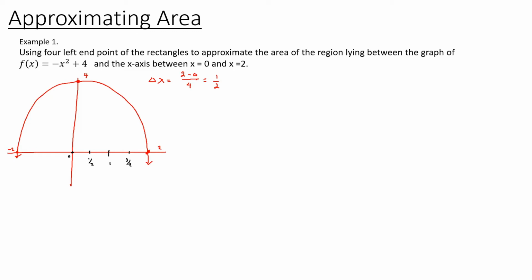And notice that it says to use the left endpoint of the rectangle. So pretend that if this is a rectangle, 0 will be the left side of the rectangle. So from 0, we're going to go up to the curve and draw the rectangle. And we're going to repeat this for each rectangle. So 1/2 to 1 will be the second rectangle. So we're going to use 1/2 to go up and draw the rectangle. The third one.